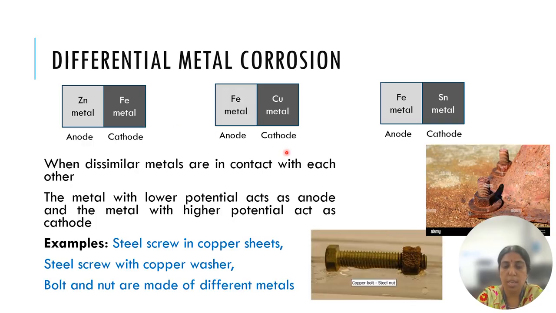Examples, you can see a difference in the bolt and the nut, different materials of the bolt and the nut, steel screw with copper sheets, and steel screw with copper washers.